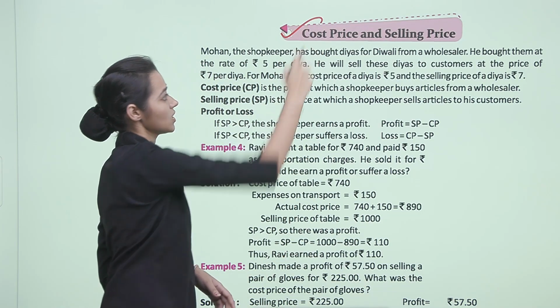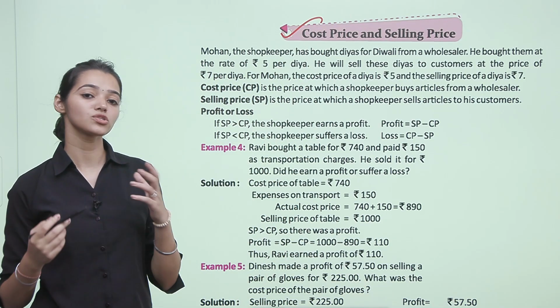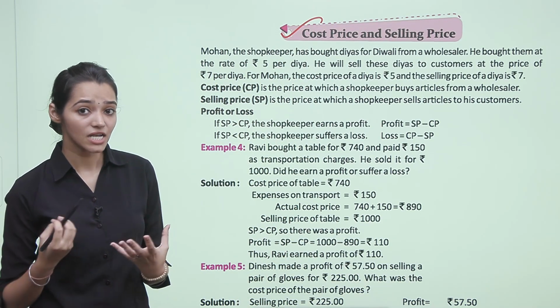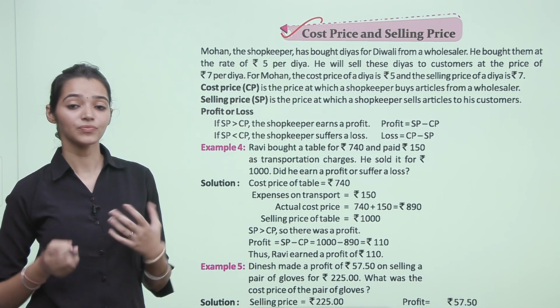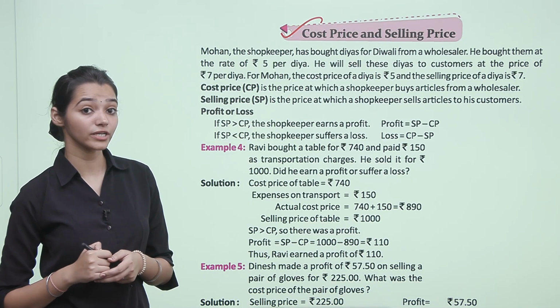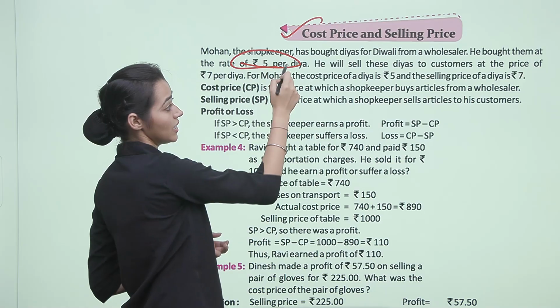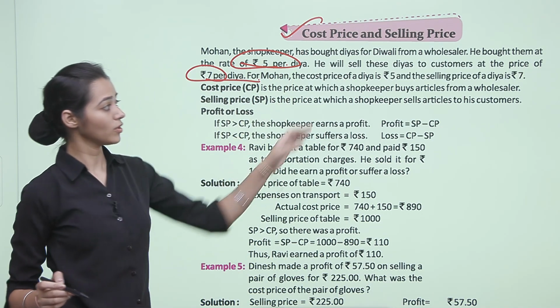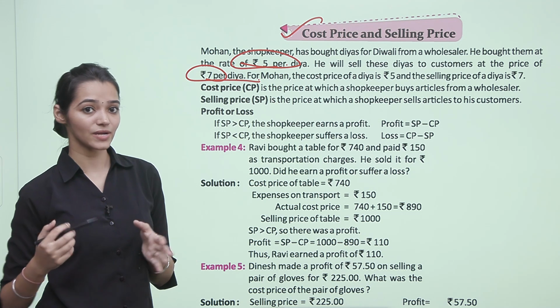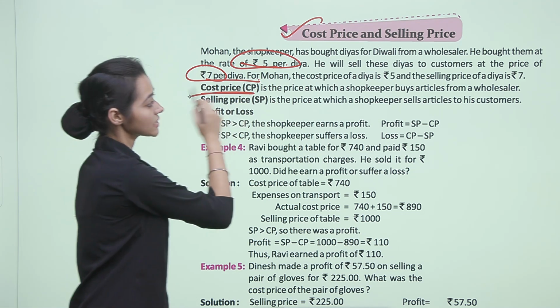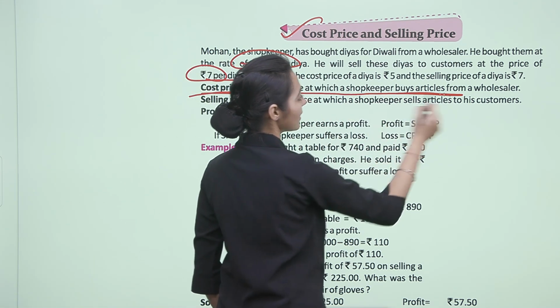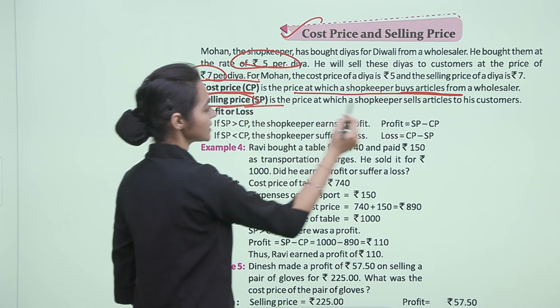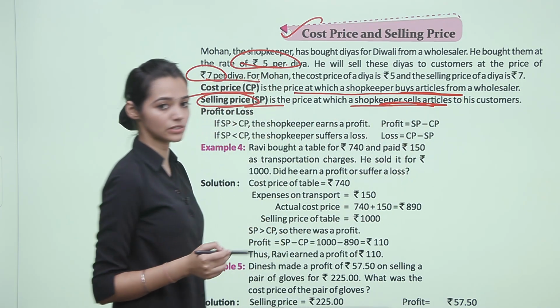Now next is cost price and selling price. So Mohan, the shopkeeper, has bought diyas for Diwali from a wholesaler, and he bought them at a rate of 5 rupees per diya. He will sell these diyas at a customer price of 7 rupees per diya. For Mohan, the cost price for a diya is 5 and the selling price is 7. So basically cost price is the price at which a shopkeeper buys an article and selling price is the price at which the shopkeeper sells the article to his consumers.